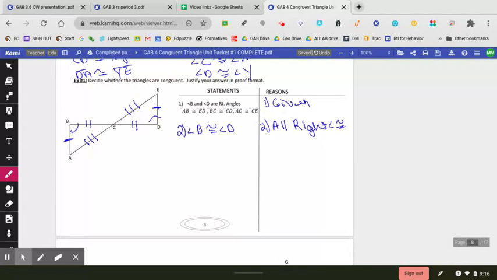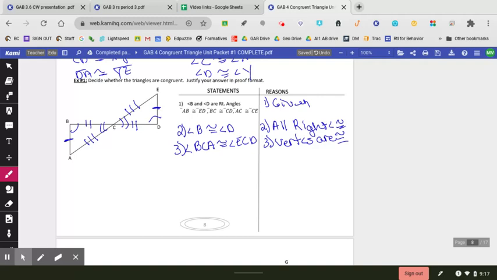Can I say anything else about an angle? If I look at that triangle, I see that these two angles are vertical angles. So I'm going to say angle BCA is congruent to angle ECD, and that's because vertical angles are congruent. So I'm still missing an angle.